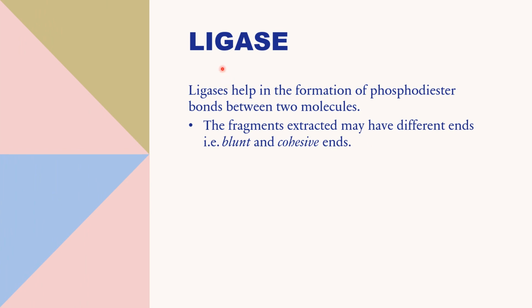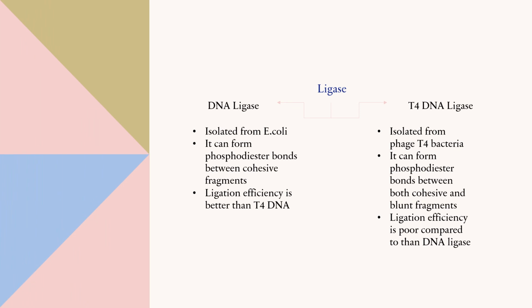So next up we have ligase. Ligase helps in the formation of phosphodiester bonds between two molecules. The fragments may have different ends when the nucleotides are cut off. The fragments can be blunt end or cohesive end. Here blunt end means we have this, and cohesive end somewhat looks like this. So here we have DNA ligase and T4 DNA ligase.